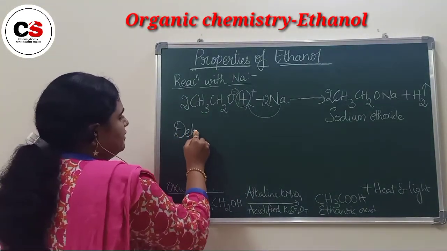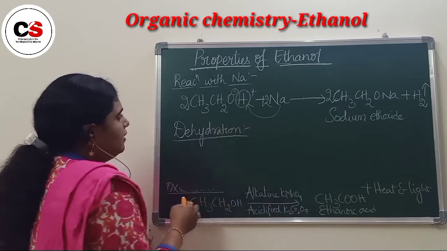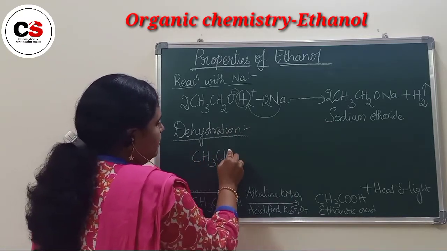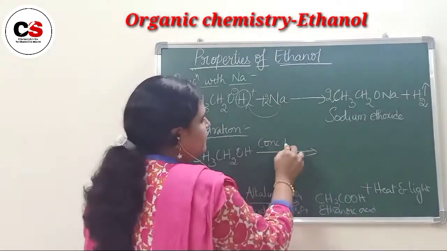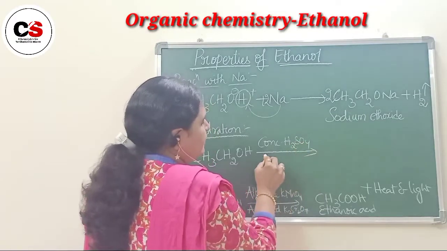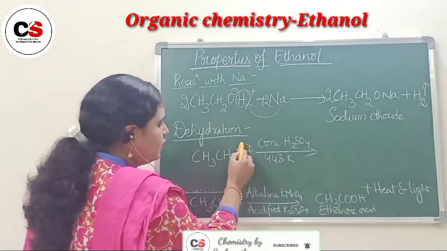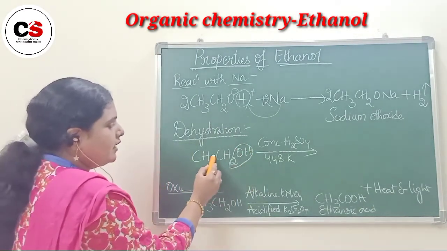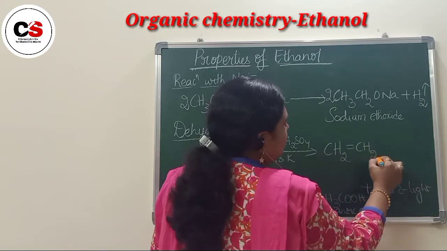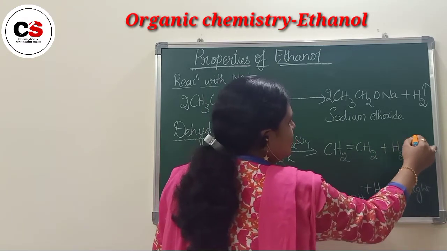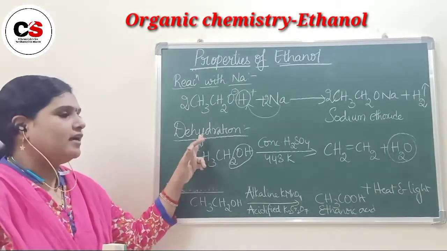Dehydration reaction. Ethyl alcohol will lose water in presence of concentrated sulfuric acid at the temperature of 443 Kelvin. It will lose a water molecule and a double bond will be formed. Unsaturation will occur. As in this reaction a water molecule is liberated out, this reaction is called dehydration.